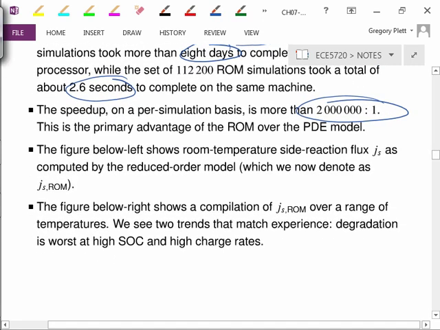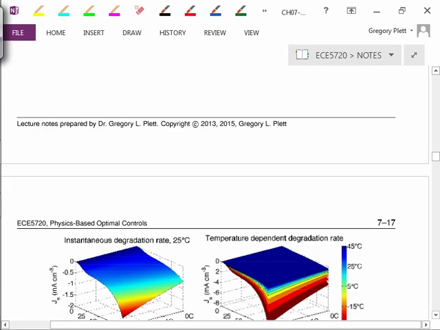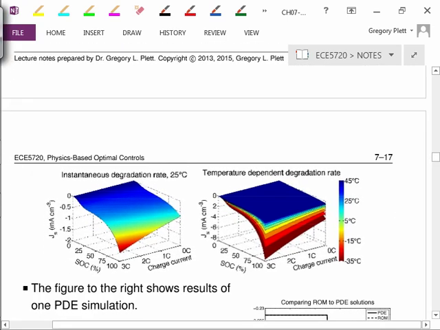We have some figures plotted. It's interesting to look at them. One of the reasons for doing so many simulations was to get a feel for how the side reaction flux actually worked, to get a nice smooth picture. And on the left here, we have the side reaction flux versus state of charge and charge current. And so charge current getting bigger is this way, and state of charge getting bigger is that way.